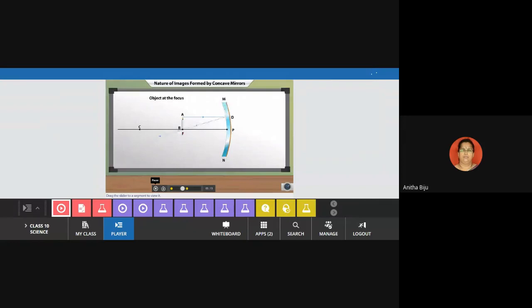If the object is placed at F, this is the next position. When the object is placed at the focus, what will happen? You can remember the order: first it is at infinity, beyond C, at C, between F and C. Now it is at F. What will happen? Parallel reflected rays are formed that will never meet.